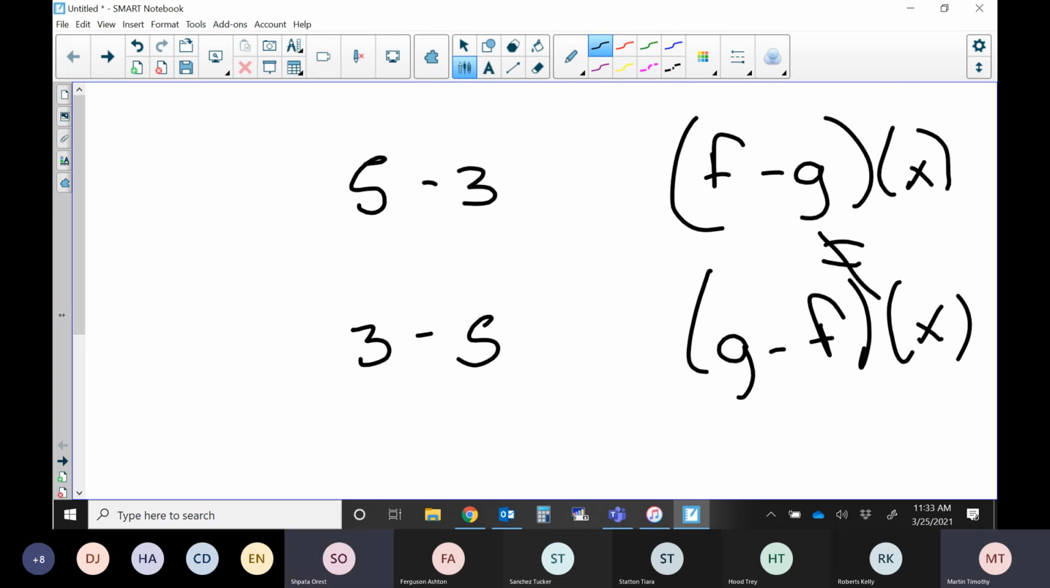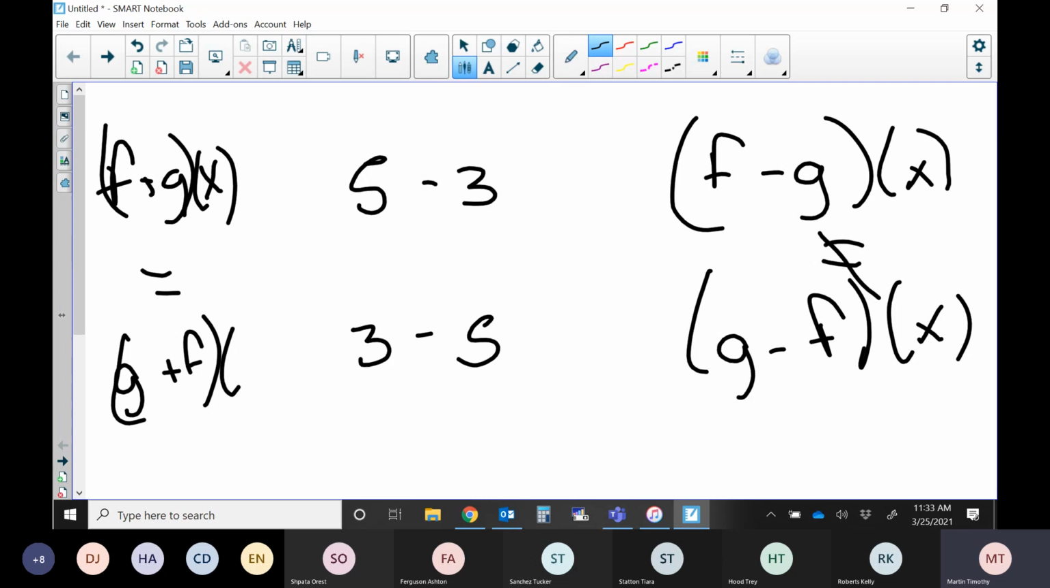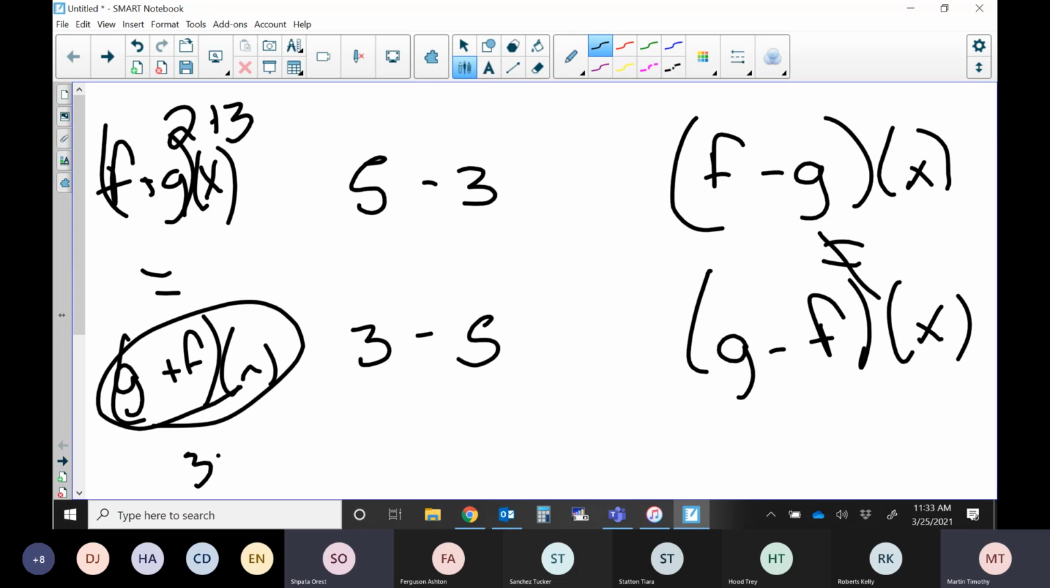But if I did f plus g of x, it should be the same as g plus f of x. Why? Because addition is commutative. That's why 2 plus 3 is the same thing as 3 plus 2. Does that make sense, Orest? Yes.